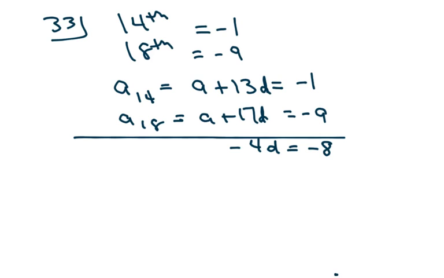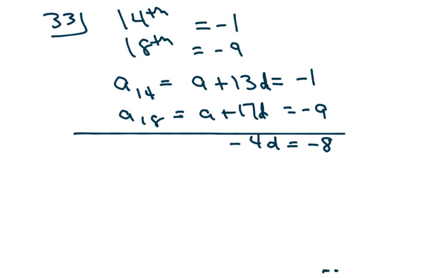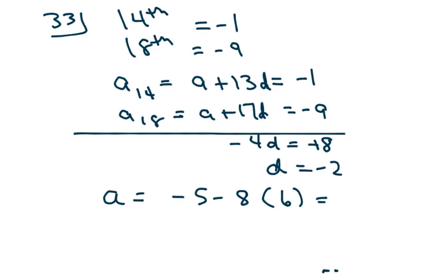No, this is going to be plus 8. My pen doesn't work when it wants to. Okay, so d equals negative 2. Now, to find a is going to be negative 5 minus 8 times 6, which gives you negative... wait, which one are we on? 33, so I'm doing the wrong one.